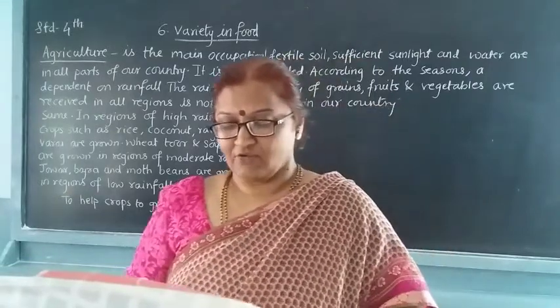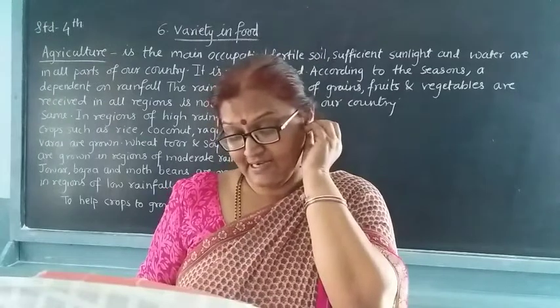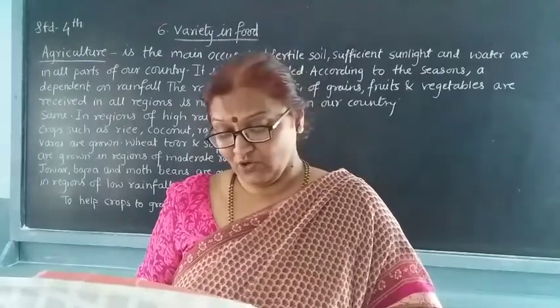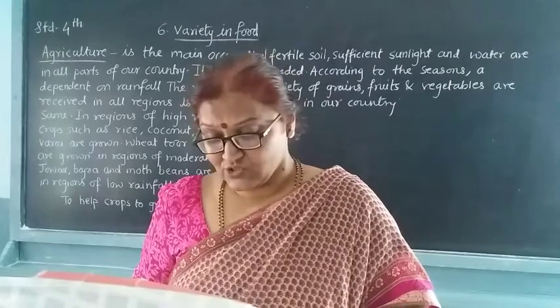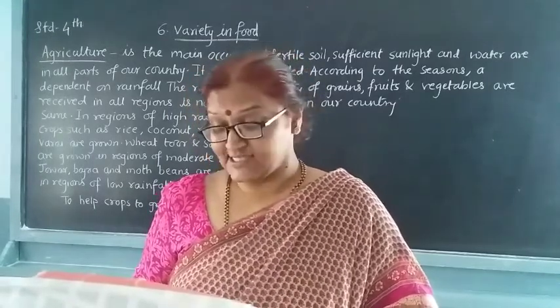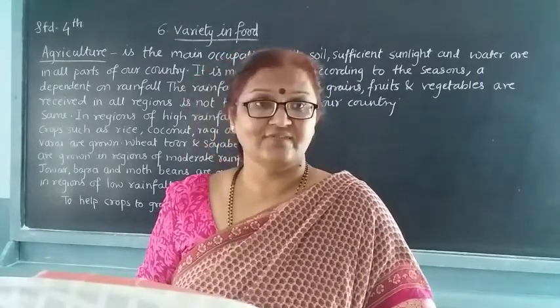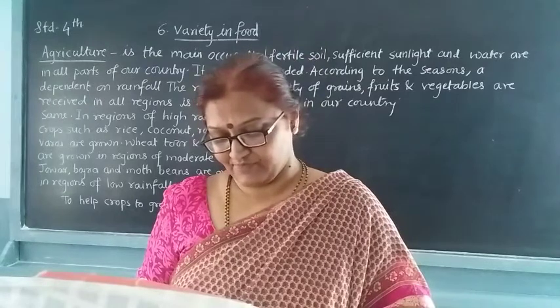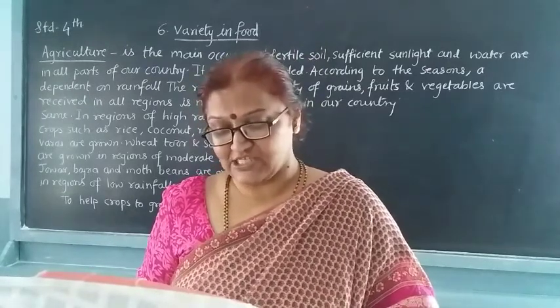Now see, one map is given in your textbook. Can you tell? See there. Study the map given below. Observe the distribution of food crops in the country. So see, there are various food crops. Among them, what is given in the map? See there. Rice is given, wheat is given, and jowar is given. Study how the distribution of the crops varies in the different regions.